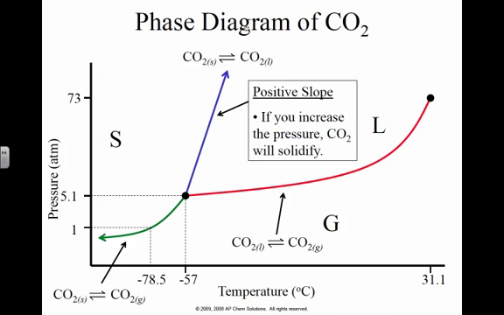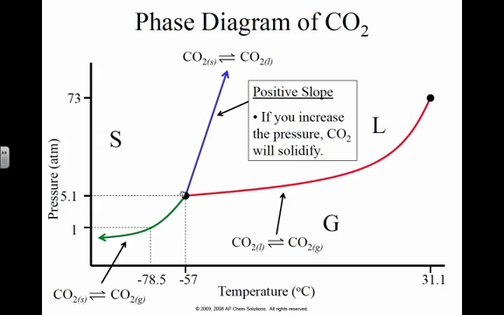Alright, notice this is the phase diagram for carbon dioxide. Notice that its line of fusion right here has a positive slope. Almost everything has a positive slope except for water. So if you increase the pressure, it will solidify. Whereas with water, if you increase the pressure, it will liquefy.